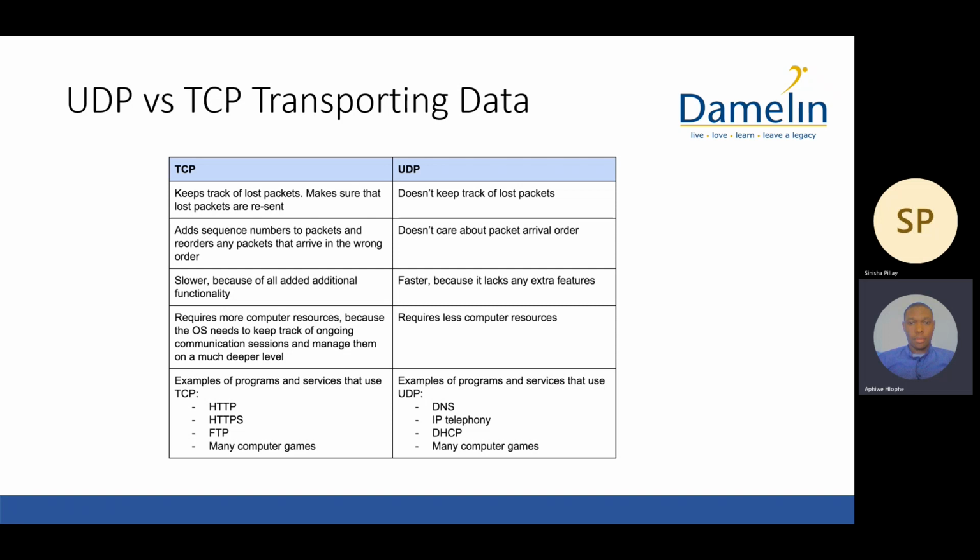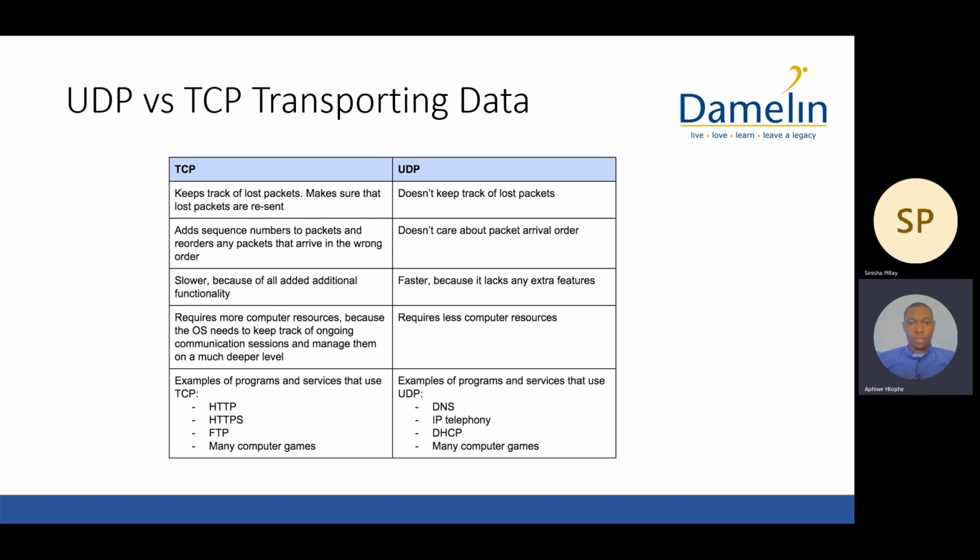So already, by looking at the first comparison between the two, you can tell that UDP is not as reliable as TCP. Okay, and the second one: TCP adds sequence numbers to packets and reorders any packets that arrive in the wrong order. UDP doesn't care about packet arrival order. In actual fact, UDP doesn't even use packet exchange because it sends a chunk of data to the destination. It just sends it out there. It doesn't chop it up into data packets.